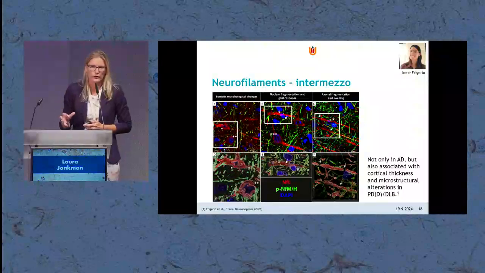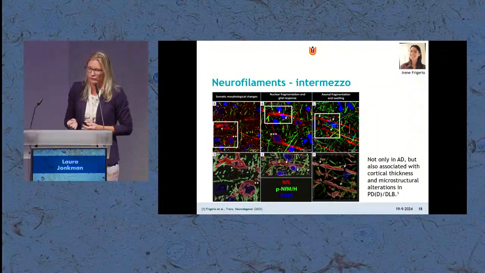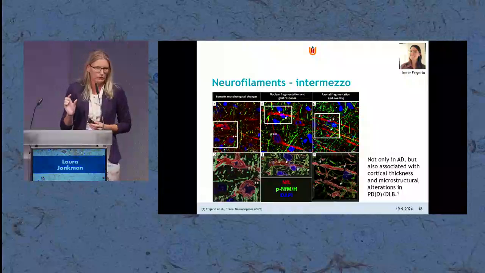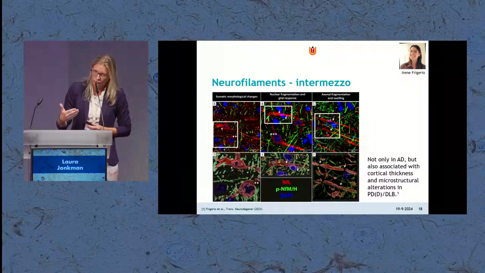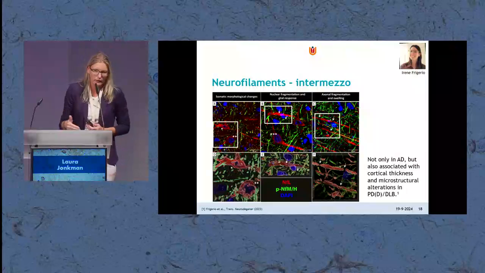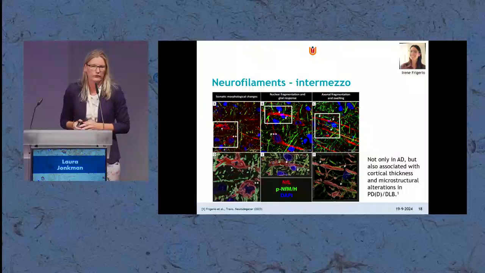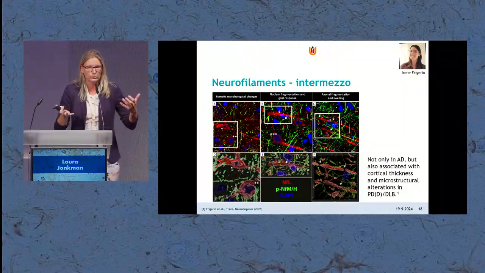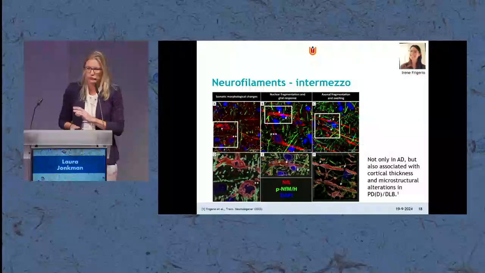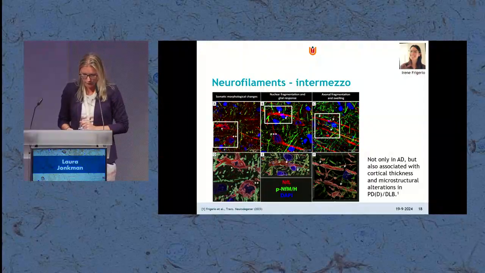There was actually a study in Parkinson's disease and Parkinson's disease dementia, where we actually observed this, especially in the dementia cases, in the middle temporal cortex. So it all seems to make sense within the neurofilaments as a global measure, also having very regional specificity.